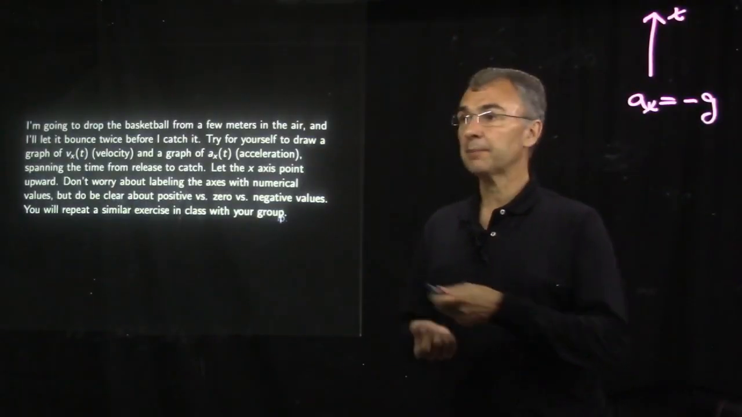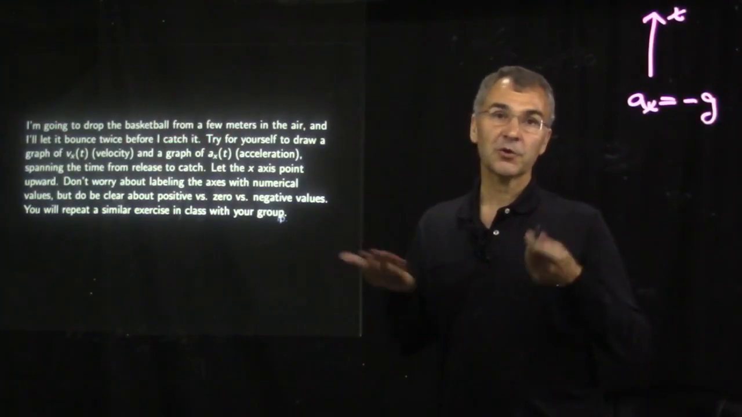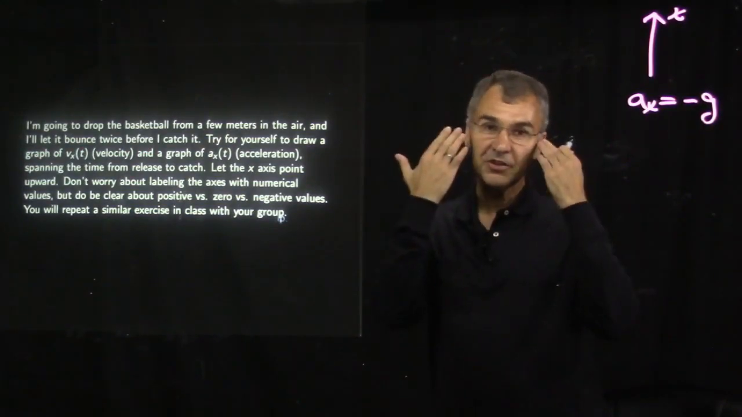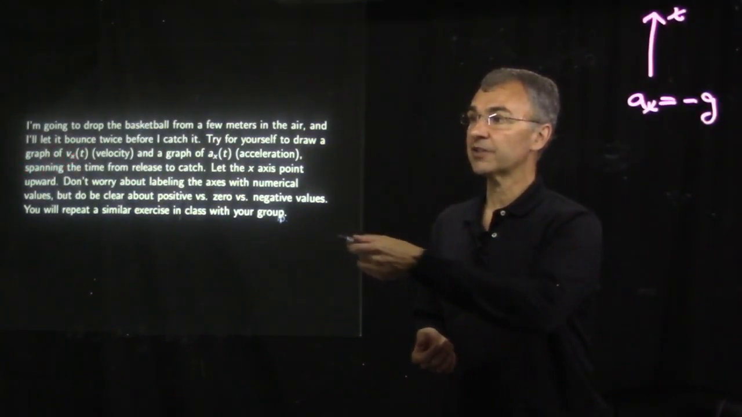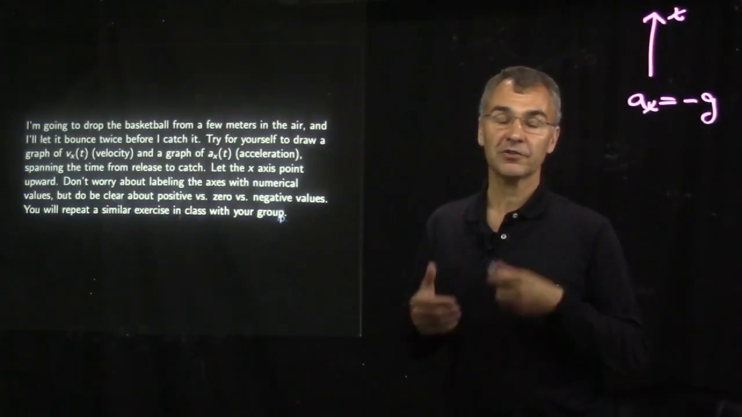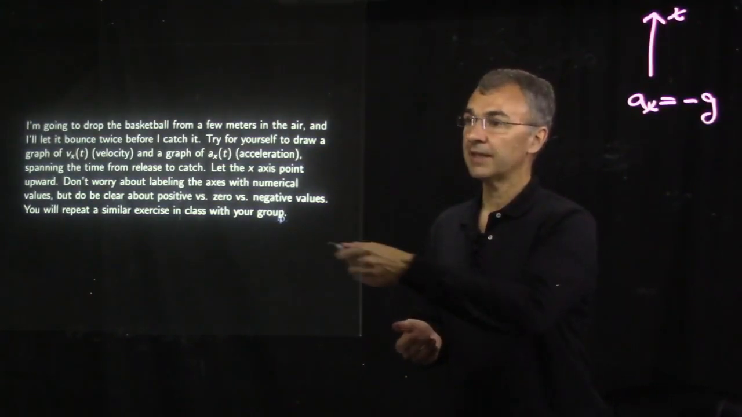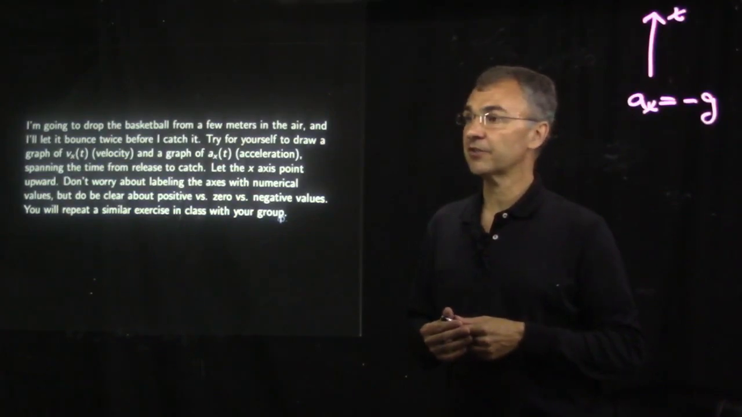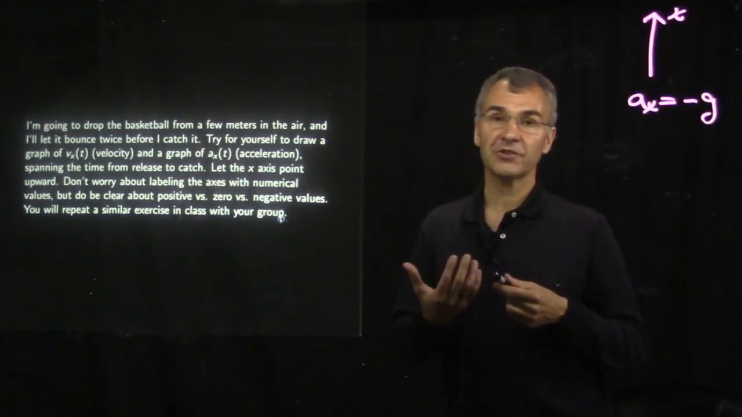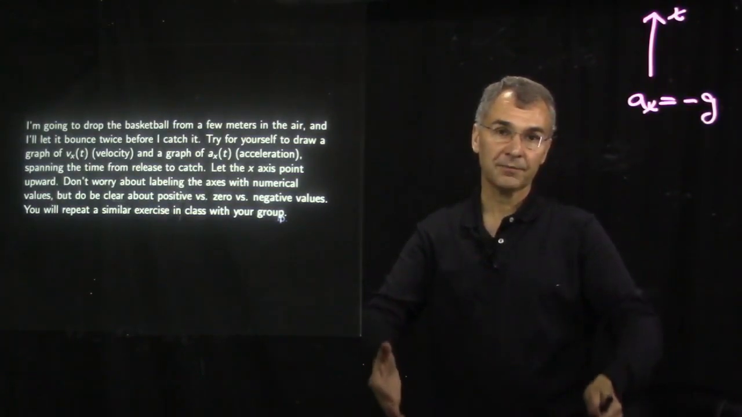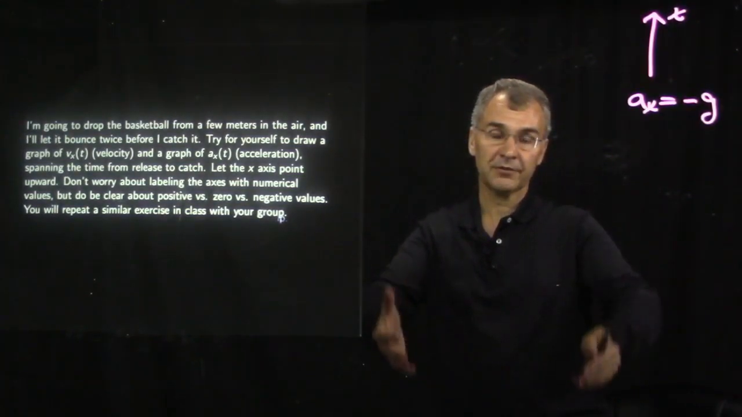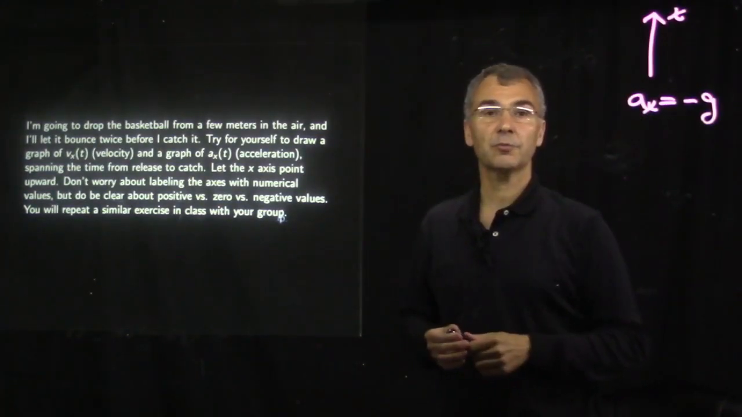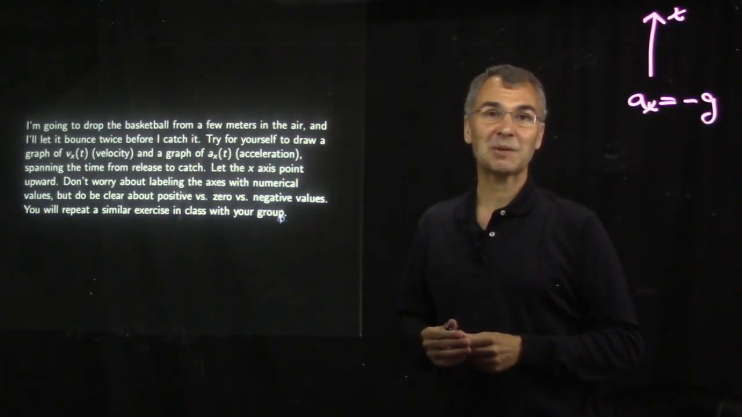Okay, I'm going to drop a basketball from 2 or 3 meters in the air, and I'll let it bounce twice before I catch it, and see if you can imagine what a graph would look like of v sub x versus t, so that's the x component of velocity versus time, and a graph of a sub x versus t, so that's the x component of acceleration versus time, spanning the time from release to catch. So I release it, and it bounces, and it bounces, and then I catch it. And again, the x-axis will point upward for projectile motion problems in one dimension.